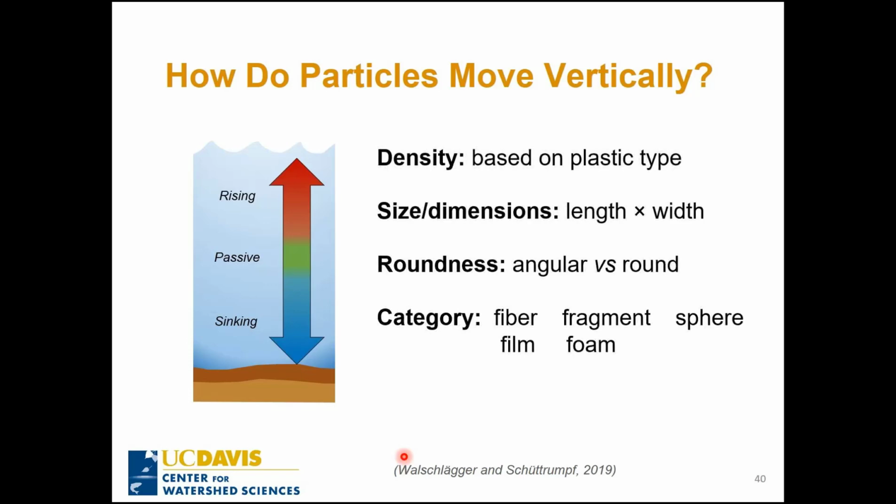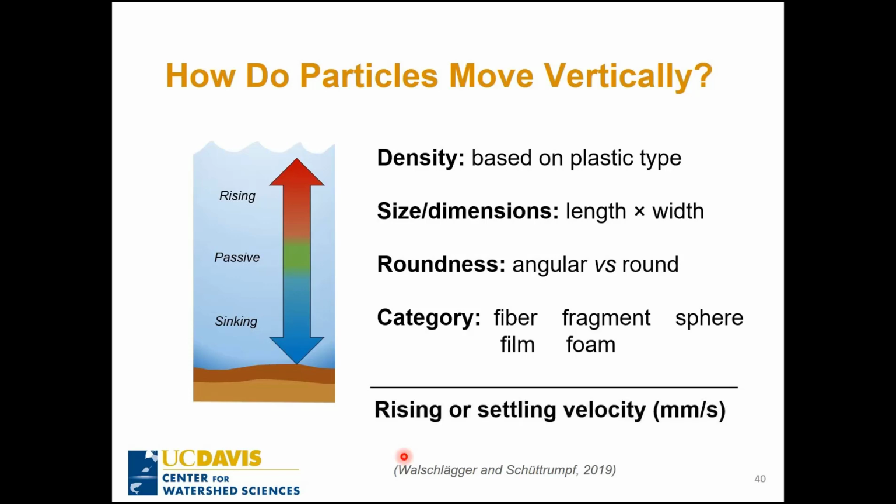For our study, we used the methods from a 2019 paper in ES&T. The formulations from that paper take as inputs the density of the particles, the size, and some idea of the morphology, both in terms of roundness and the categories that Diana laid out early on. In particular, the density was based on the plastic type, which of course was coming from the spectroscopy and the lab analysis that Chelsea will talk about later on. All of these factors combine to give us some estimate of how these particles move up or down or are roughly passive in the water column.